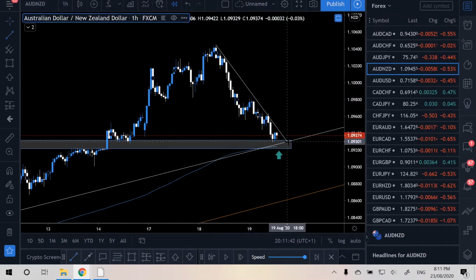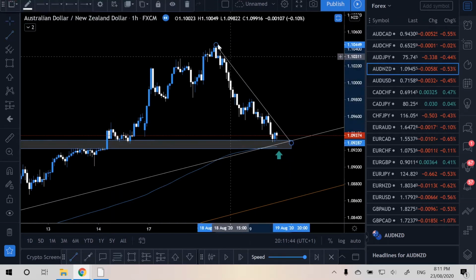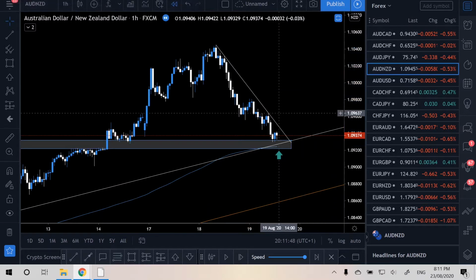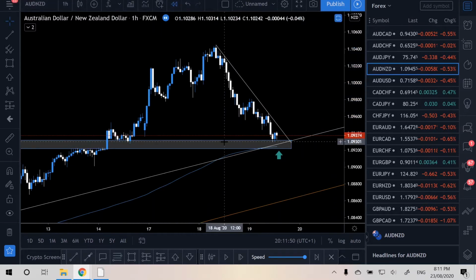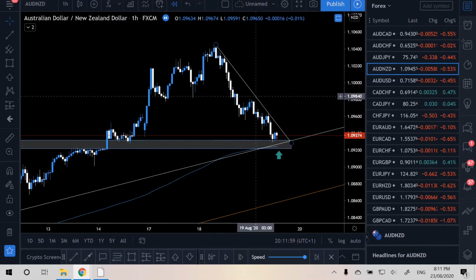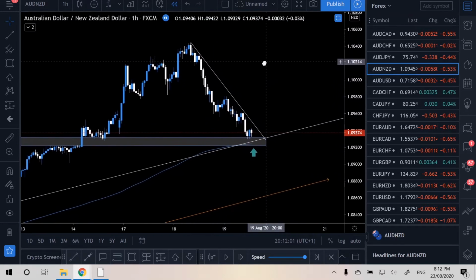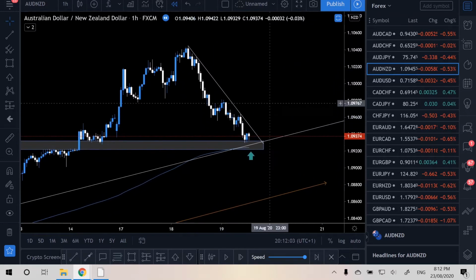So if you use the smaller time frames, you might think that price is going down and it might continue going down, but because we saw on the 4 hour time frame, and the 4 hour is obviously bigger than the 1 hour time frame, it's a lot more powerful. So anyway, what I was waiting for is a break of this, and let's see what happens.